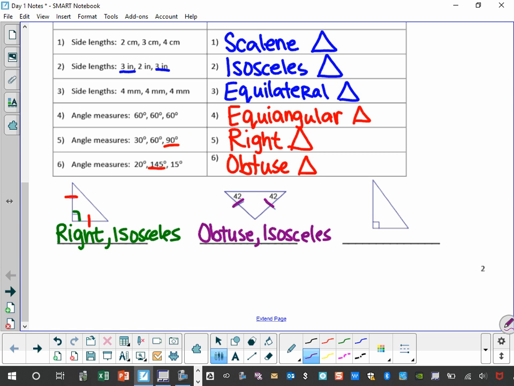Just write it down. What you have to realize is when they have hash marks, that means you need to write the classification for the sides, and when they put the angles in, you do the same thing. For the third one, all they gave us was an angle. So what kind of triangle is this? This is a right triangle. I don't know anything about my sides, so I'm not going to write isosceles.